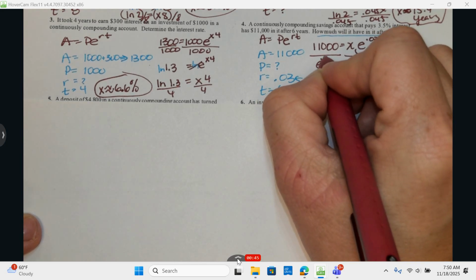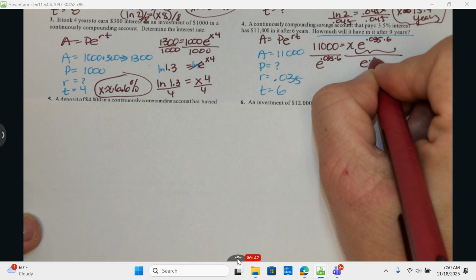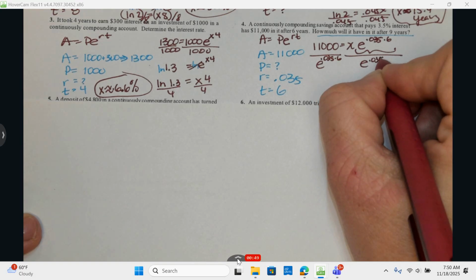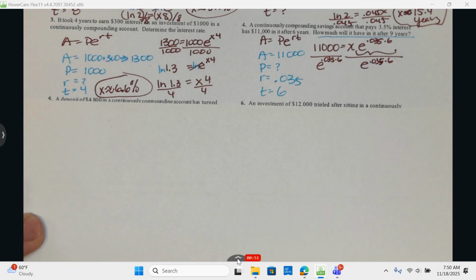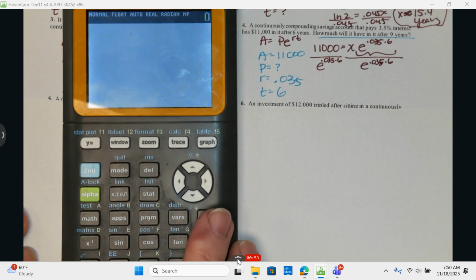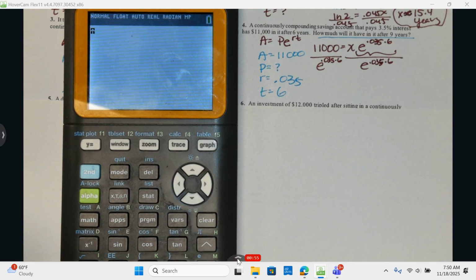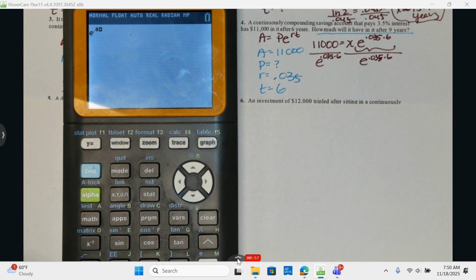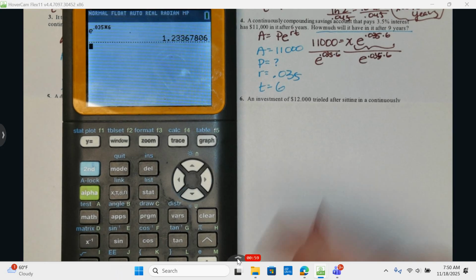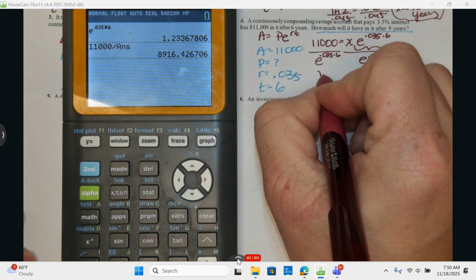Now this is a value that's being multiplied, so if I divide both sides by that value, and I don't want to round and then round again. So in order to achieve this answer without rounding twice, I'm first going to figure out what e raised to the 0.035 times 6 is. Now I want to take 11,000 divided by that number. We can copy and paste that in by going second and answer, which is below the 3. And I have, so this is my principal amount.